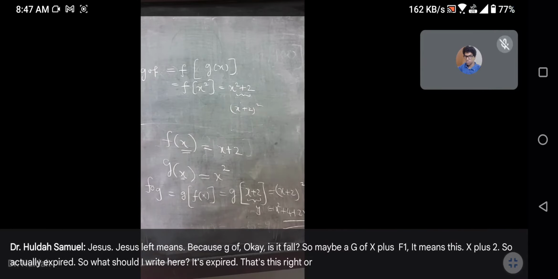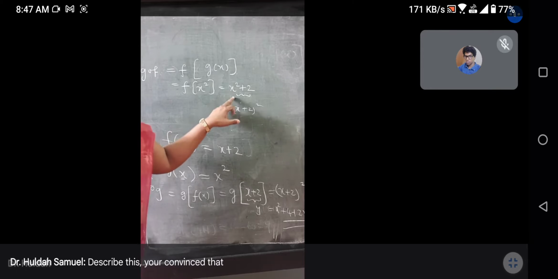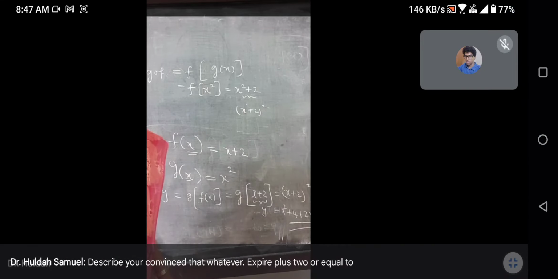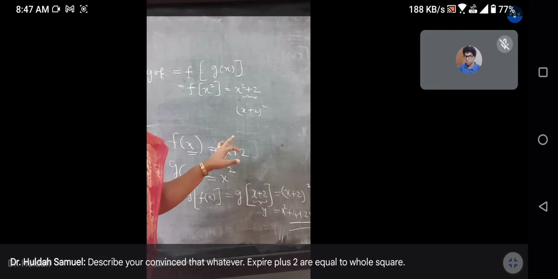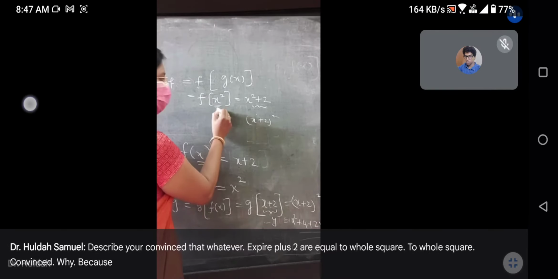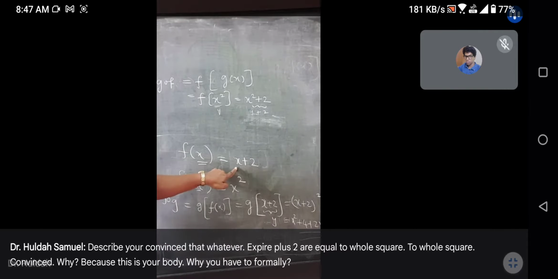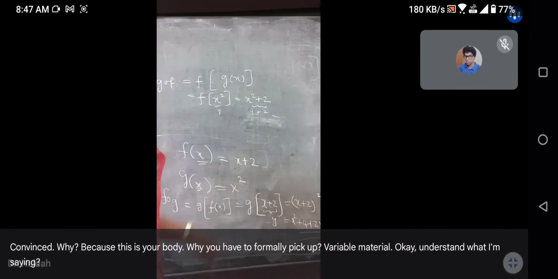X squared plus 2. You are convinced with that. What about the others? X squared plus 2 or X plus 2 whole square? X plus 2 whole square? Sure? Convinced? Why? Because this is like your Y plus 2 form, isn't it? Only the variable is replaced, not the full function. Okay? You understand what I'm saying? Those attending online, are you able to understand what I'm saying?